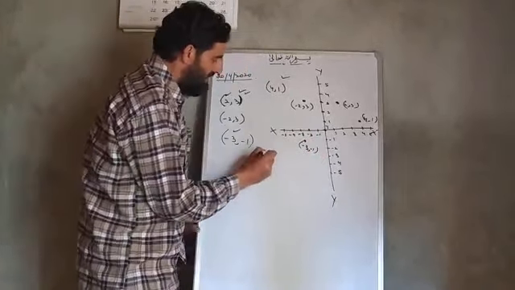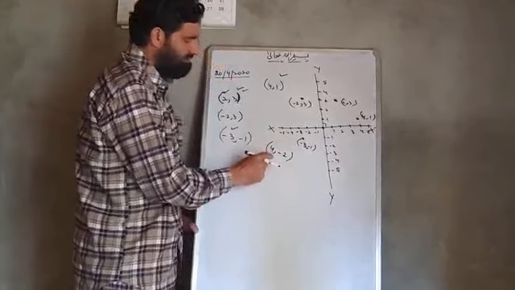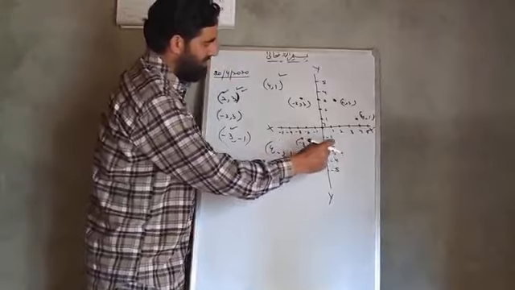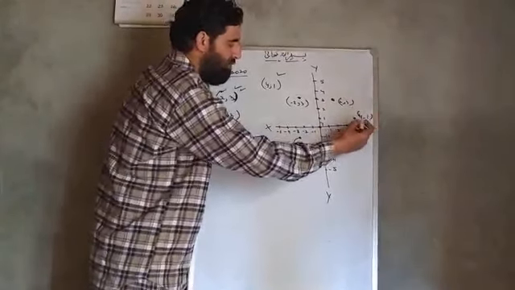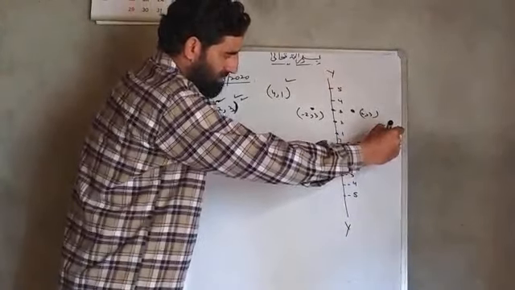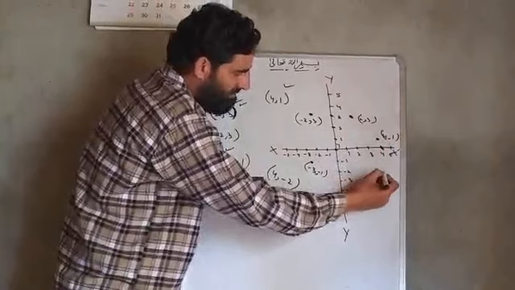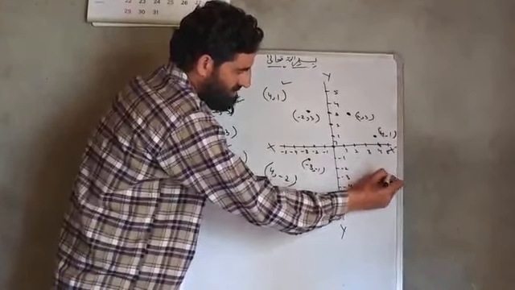Similarly, if it is 4 and -2, this point will come in the fourth quadrant. The 4 is positive, so it decides we have to go 4 steps towards the right from the origin. Then it is -2, so we will go downwards. This is the point 4, -2.